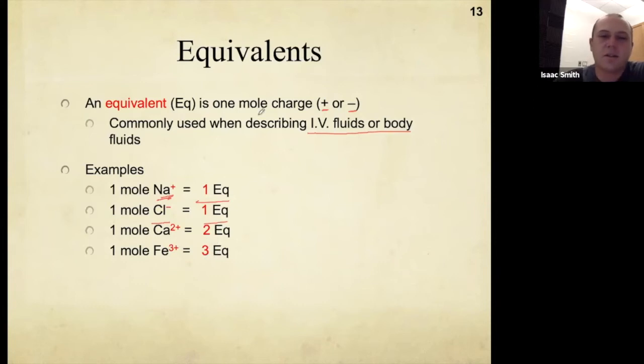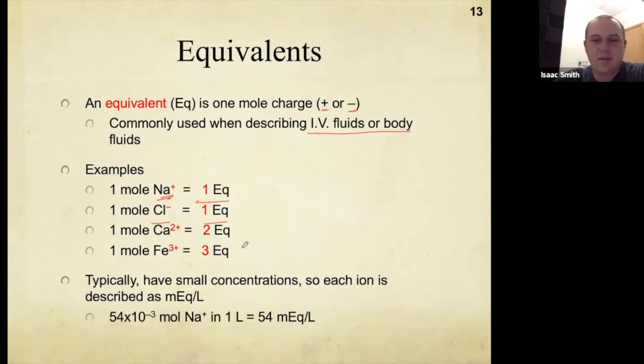So again, the equivalent is just a mole of charge, basically. For example, if you had 1 mole of 3 plus iron ions, you're going to actually have 3 moles of positive charge, if that makes sense. So you have 3 equivalents.